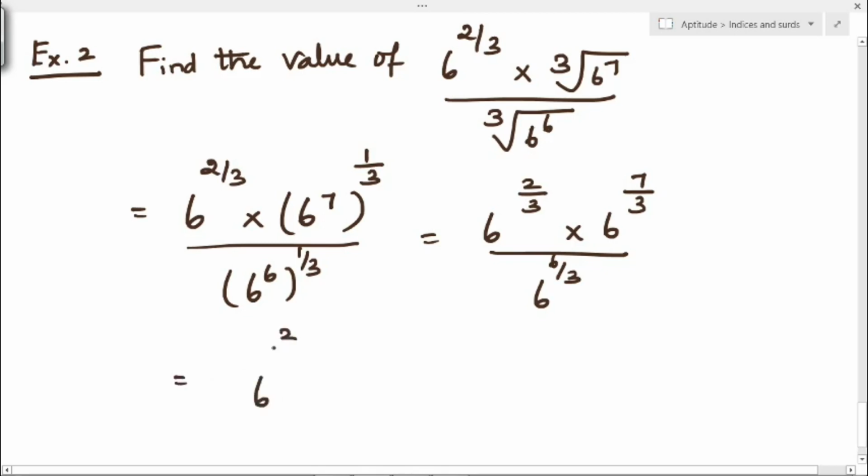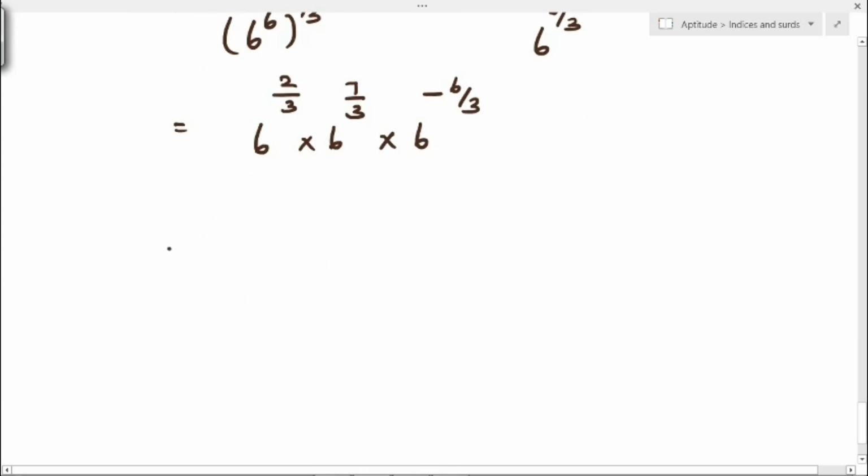So first term 6 power 2 by 3 into 6 power 7 by 3. We are taking this term, that is 6 power 6 by 3, to the numerator. So that will become 6 power minus 6 by 3. Because we are taking this denominator term to the numerator, so the power will become minus 6 by 3. Okay. So now we have the common base, that is 6 to the power.